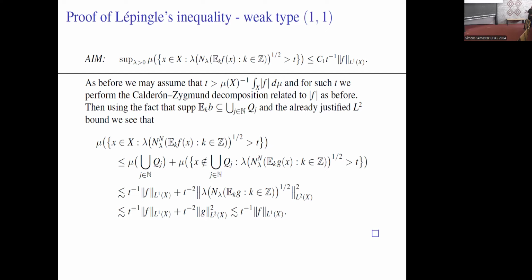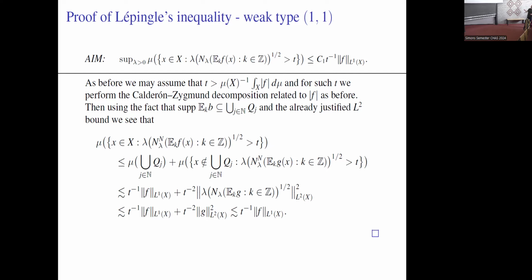And we can use the same trick as before, so we can replace EKF by EKJ on the complement of those cubes, and then we have just what we want for the first part. And for the second part, proceeding exactly as before, we use the Markov estimate, and we dominate this by the corresponding L2 norm. So now we know that this operator here is bounded on L2.